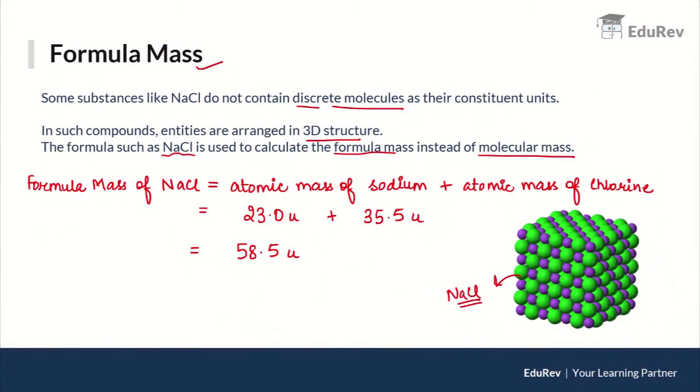So ऐसे compounds का हम formula mass calculate करते हैं. कैसे calculate करेंगे? It is shown by an example. Suppose formula mass of NaCl निकालना है, तो simply atomic mass of sodium और atomic mass of chlorine को add कर देंगे. 23 is the atomic mass of sodium and 35.5 is the atomic mass of chlorine. So the net result is 58.5, which gives me the formula mass for NaCl.